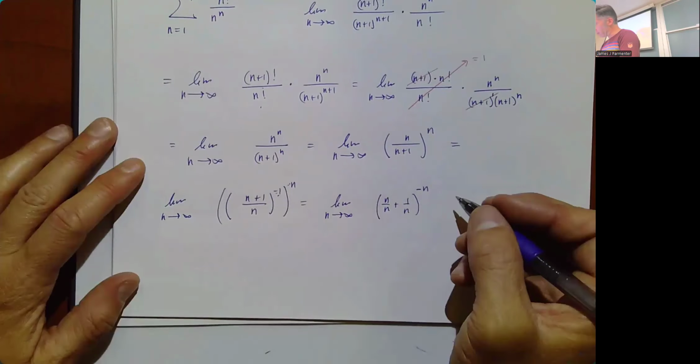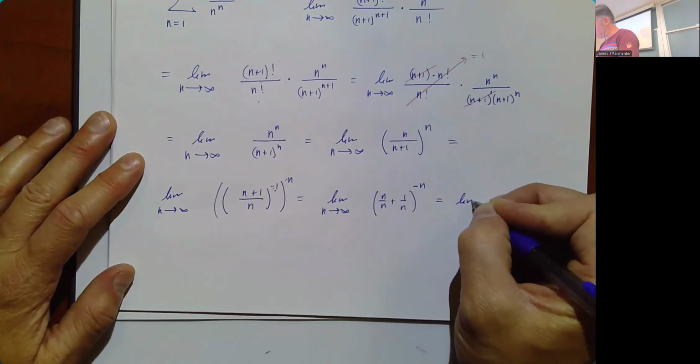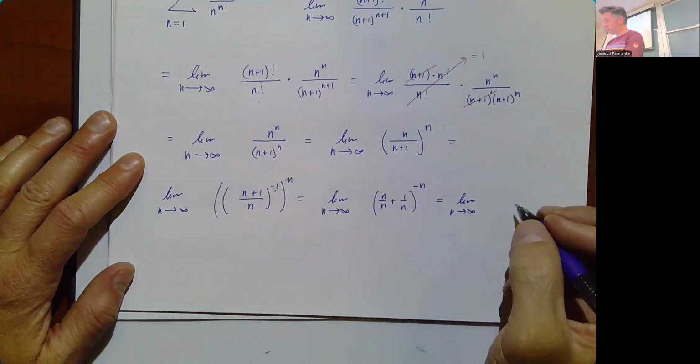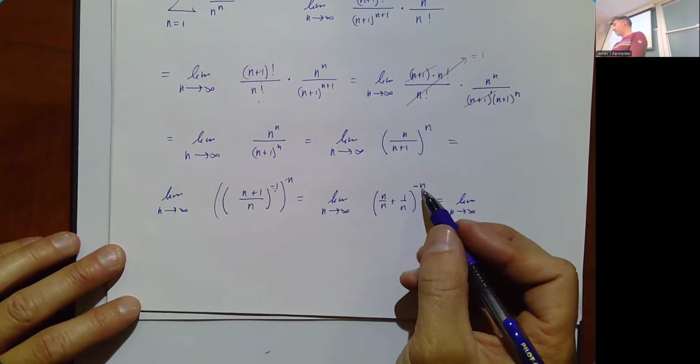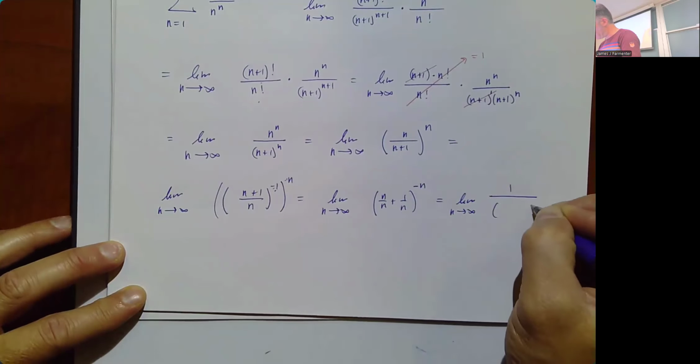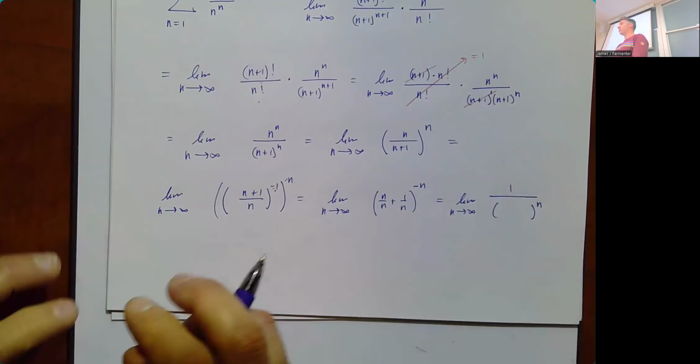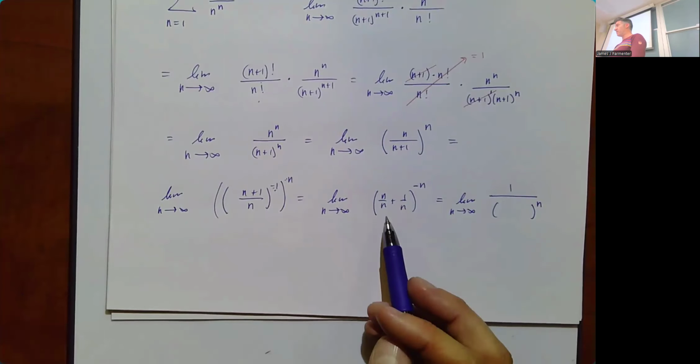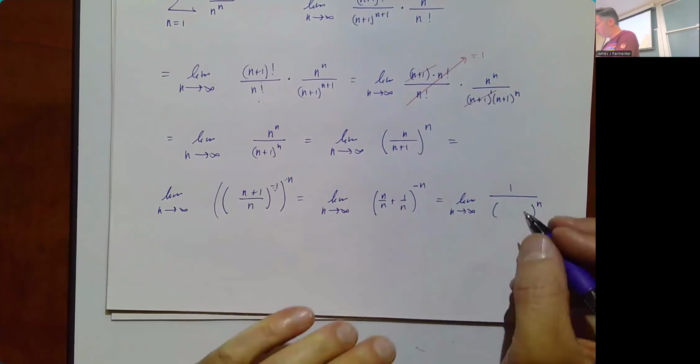Okay, a couple more things. I'm going to rewrite this as the limit as n goes to infinity. Instead of writing this stuff to the negative nth power, I'm going to write 1 over that stuff to the positive nth power. And I'm going to simplify the stuff. Instead of writing n over (n plus 1) over n, I'm going to write 1 plus 1 over n.